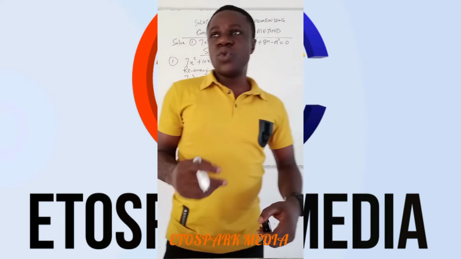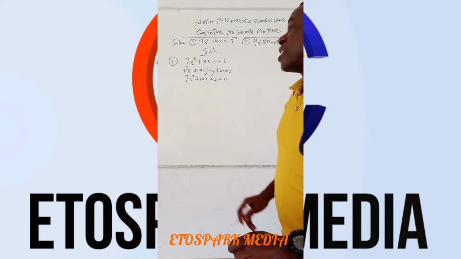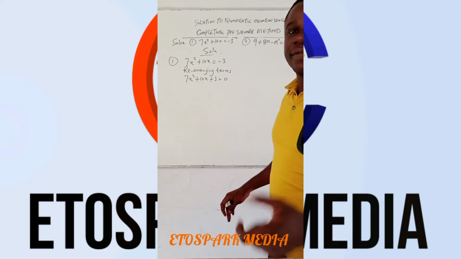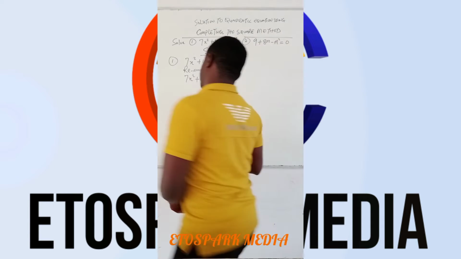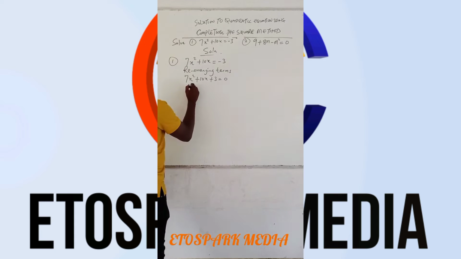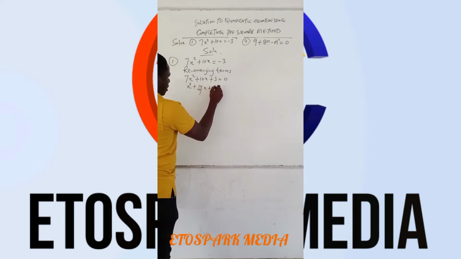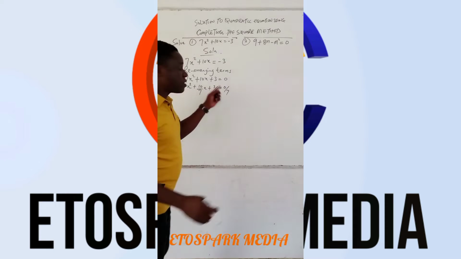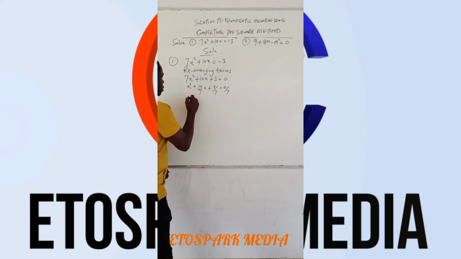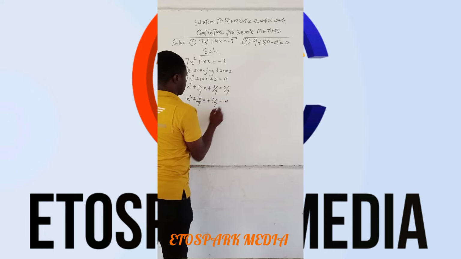So the next thing we do is to make the coefficient of x squared unity by dividing through by 7. This is how it will become: x squared plus 10 over 7 x plus 3 over 7 equals 0 over 7. Of course, you know that 0 over 7 is the same thing as 0. So x squared plus 10 over 7 x plus 3 over 7 equals 0.